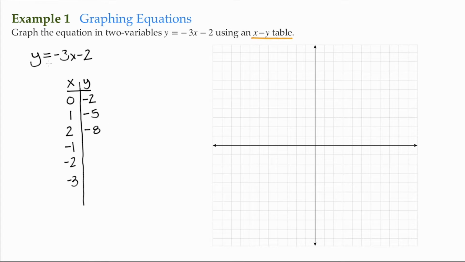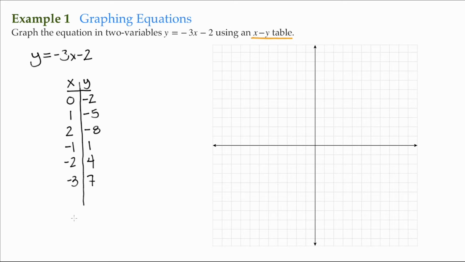Negative 1, y is equal to negative 3 times negative 1. Negative 3 times negative 1 is 3. And 3 minus 2 is 1. Negative 2, y is equal to negative 3 times negative 2. Negative 3 times negative 2 is 6. And 6 minus 2 is 4. And negative 3, y is equal to negative 3 times negative 3. That's 9. And then 9 minus 2, that's 7.